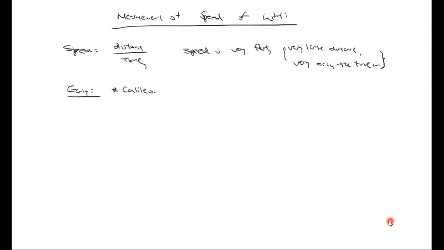And then you can also talk about Roemer using the eclipse periods of Io, which is Jupiter's moon. Okay. So you can then also talk about Bradley's estimation using parallax.